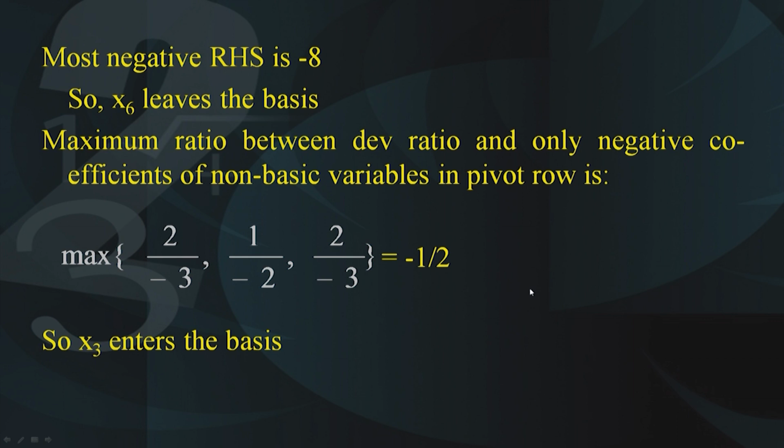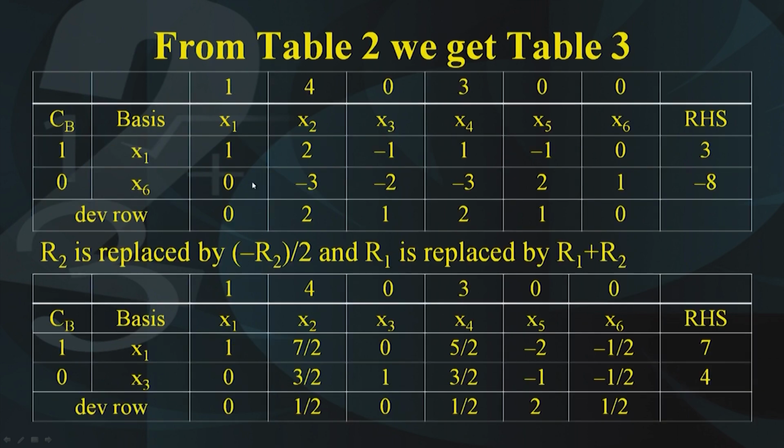The maximum ratio test is between the deviation row and only the negative coefficients of the non-basic variables in the pivot row. It is the maximization of 2 upon minus 3, 1 upon minus 2, 2 upon minus 3, which comes out to be minus 1 by 2. This has to be the maximum, and this indicates the corresponding variable. Therefore, from table number 2, we get table number 3 as follows.